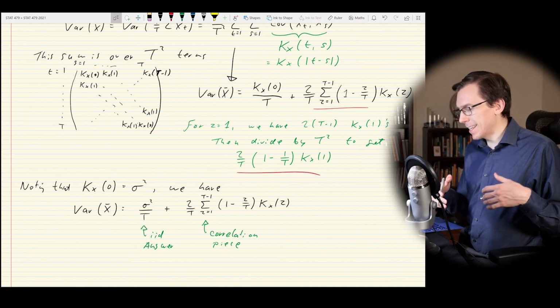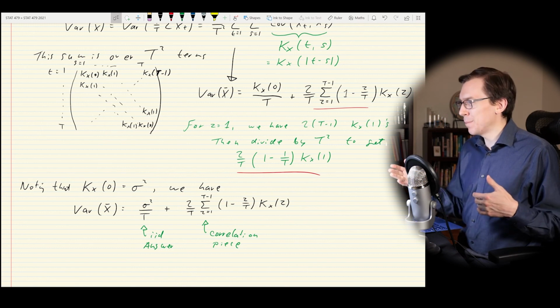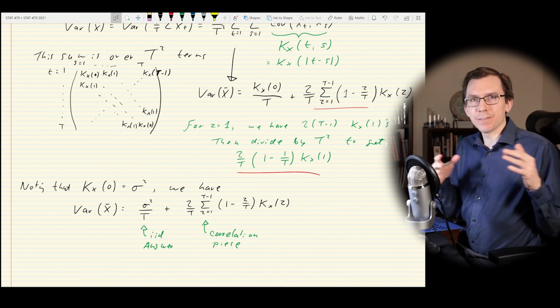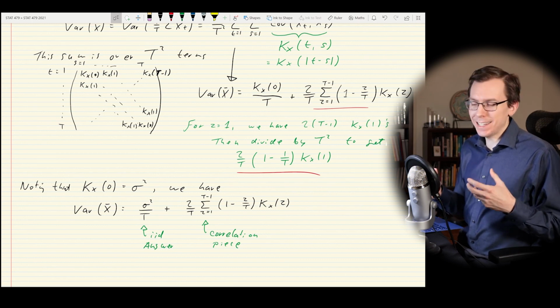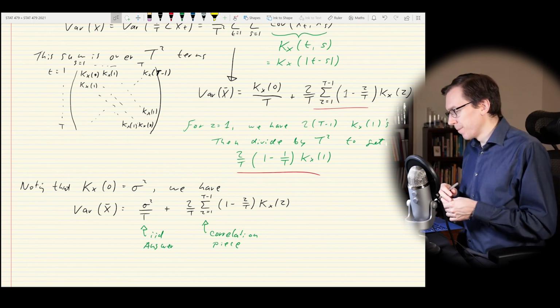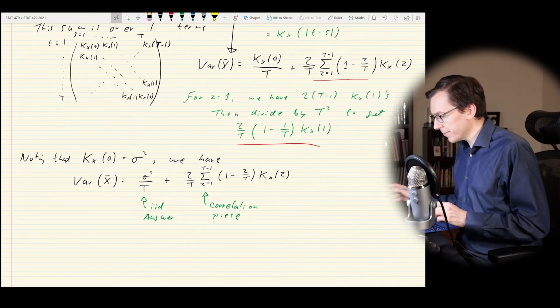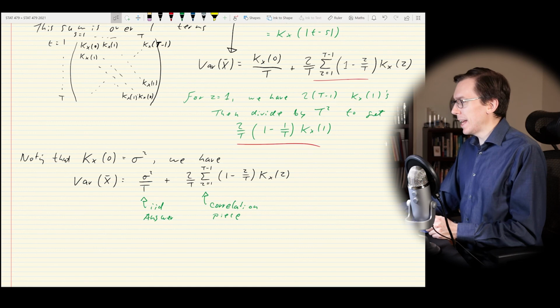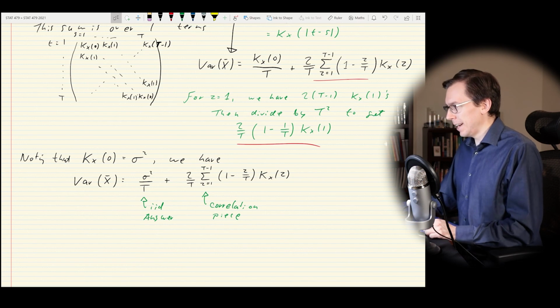And what this means is that the variance of our sample average is going to be inflated based on the autocovariances that we see in our process. So that will change the variance of our estimator. Okay, so that's how things are modified now when we're dealing with time series. And yeah, I think we will just stop this lecture right here.